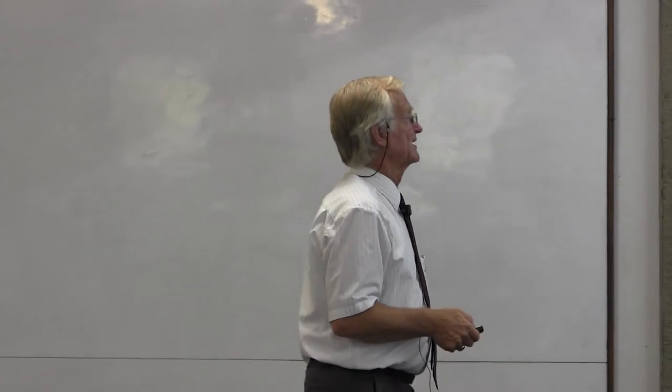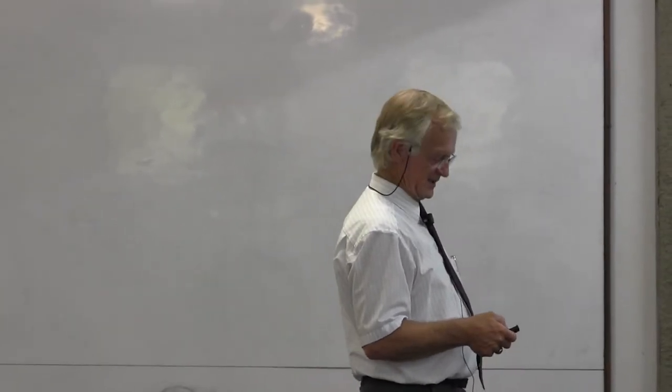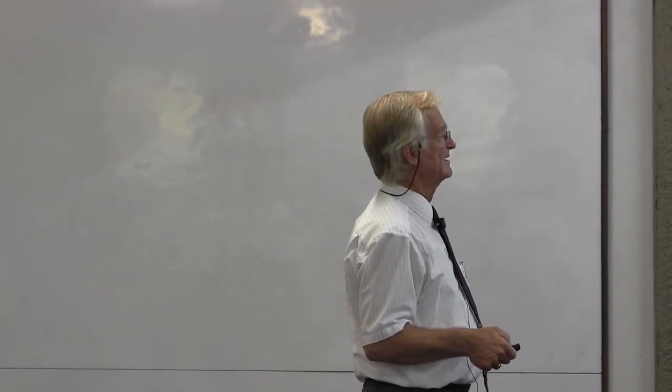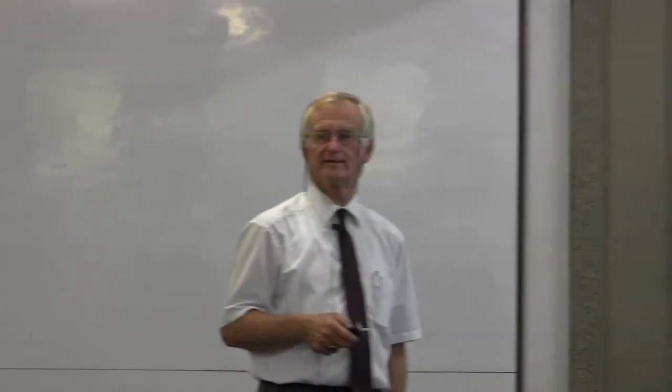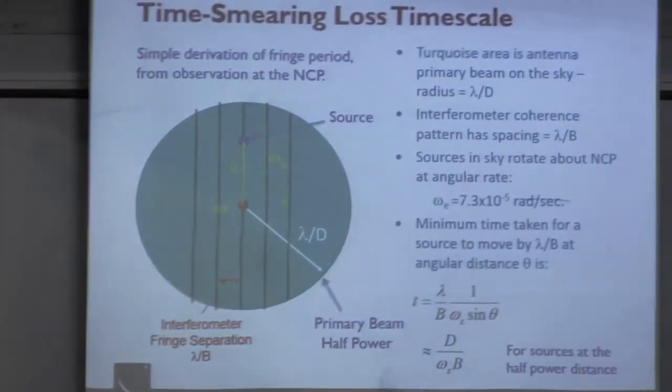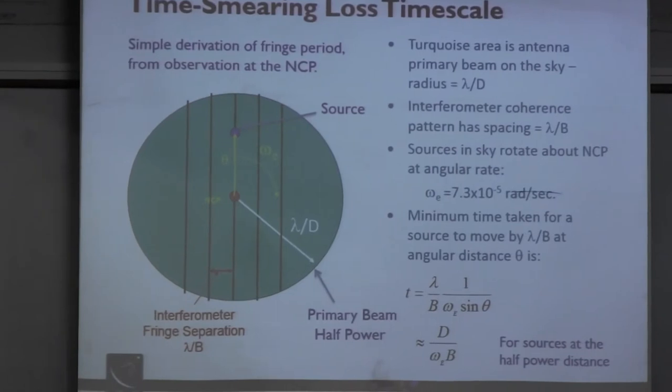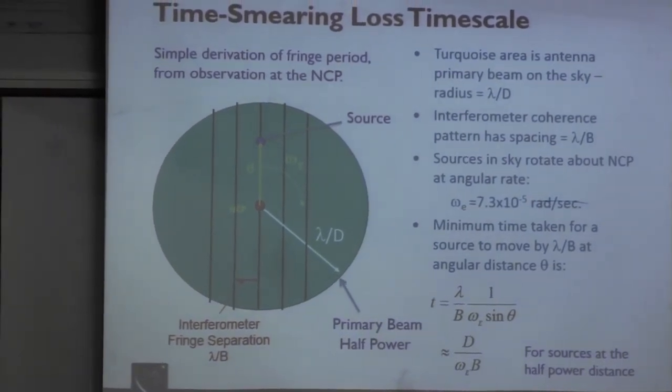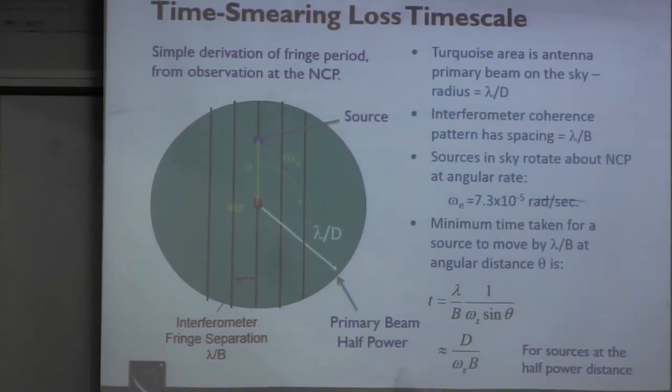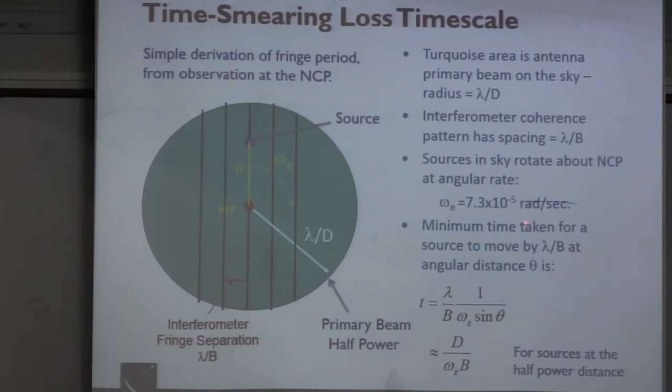You can even calculate that precisely. That is the angular rate of the Earth. So you can calculate the time it takes for fringes.